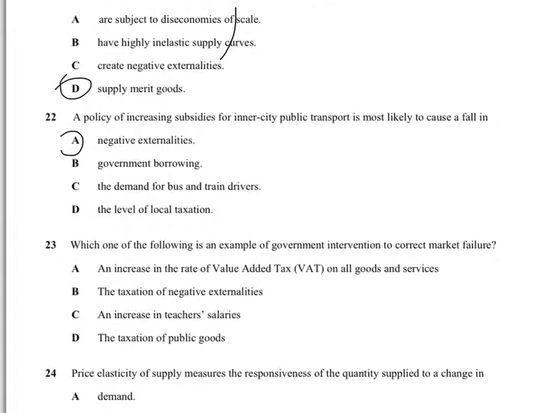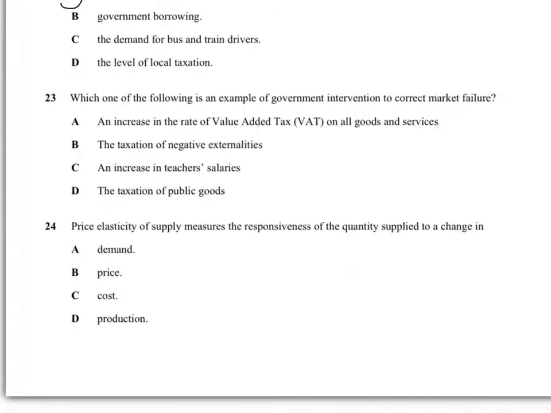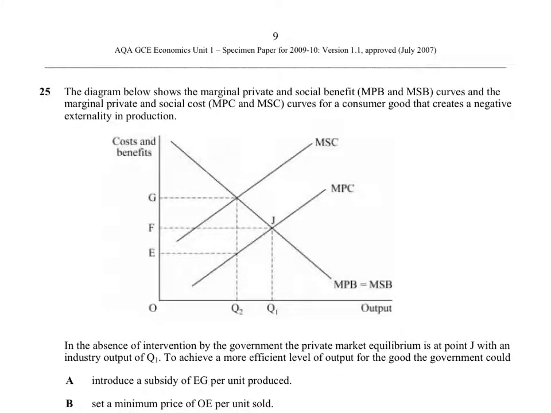Question 23. Which of the following is an example of government intervention to correct market failure? Tax on a negative externality. Seems straightforward. Price elasticity of supply measures the responsiveness of quantity supplied to a change in price. Again, a very straightforward question. I'd be surprised if you got one so straightforward on the exam.